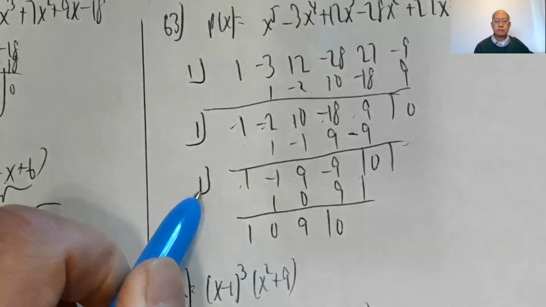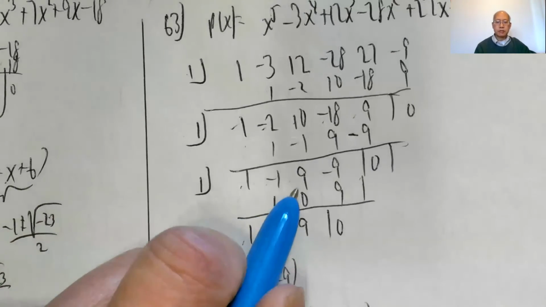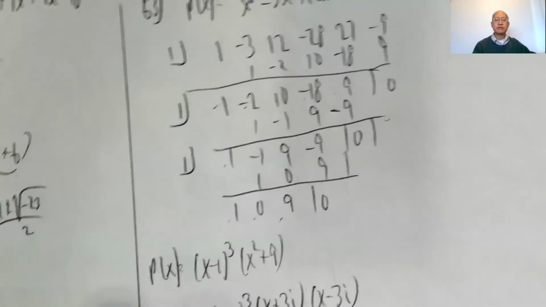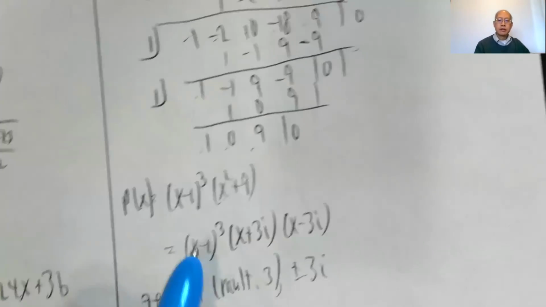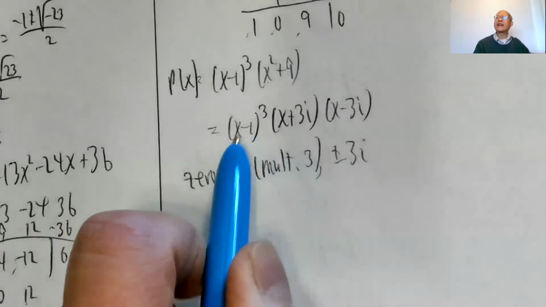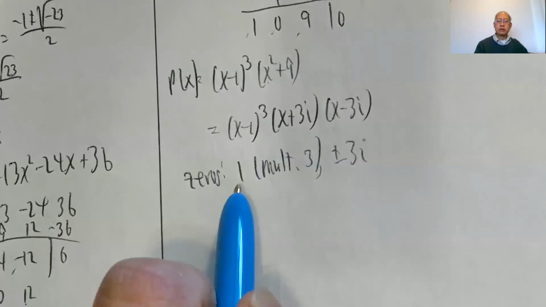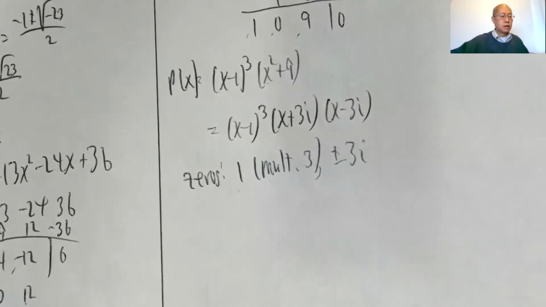Do it one more time. 1, 1, multiply, add, multiply, add, multiply, add. So I have multiplicity 3 of x minus 1: (x minus 1) cubed times (x squared plus 9). So this polynomial, 5th degree, should have 5 factors. There are (x minus 1) cubed, that's like (x minus 1)(x minus 1)(x minus 1), (x plus 3i)(x minus 3i). So the zeros are 1 of multiplicity 3 and plus or minus 3i. Okay, so these are some problems from section 3.5.